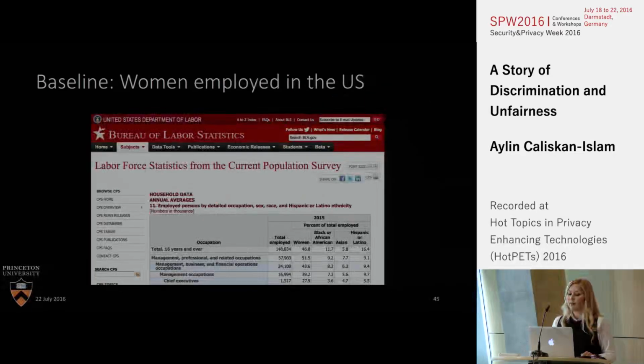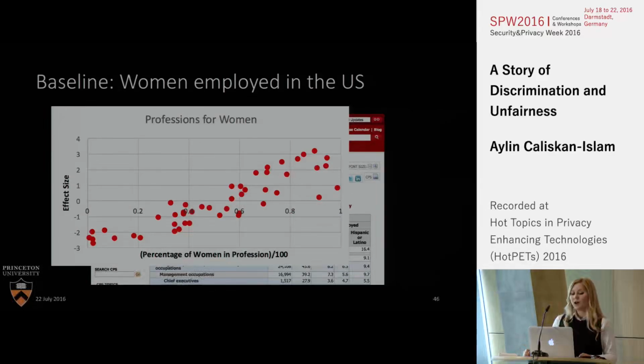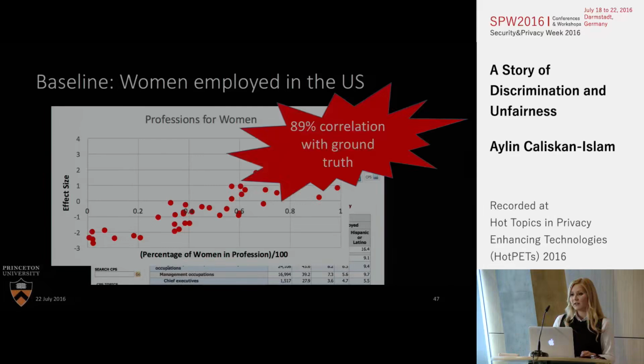Then we wanted to look at another baseline. And for this, we looked at the number of women that are employed in the US. And if you look at the United States Department of Labor website, you can see every year the percentage of women that are employed for certain professions. And then we compiled a list of professions and the percentage of women in them. And then again, we performed our method on the data with our discrimination analysis or effect analysis. And we were able to see that the professions that are listed in the 2015 labor data correlate 89% with the effect size that we are getting.